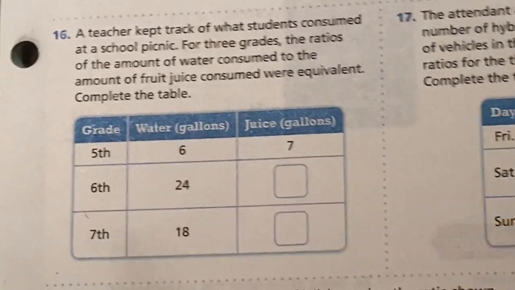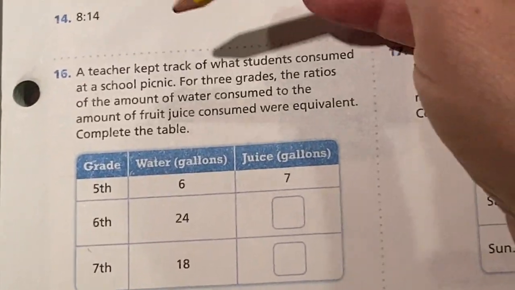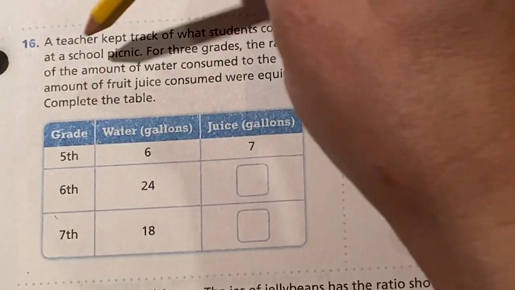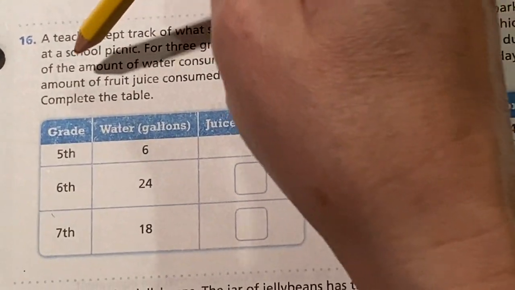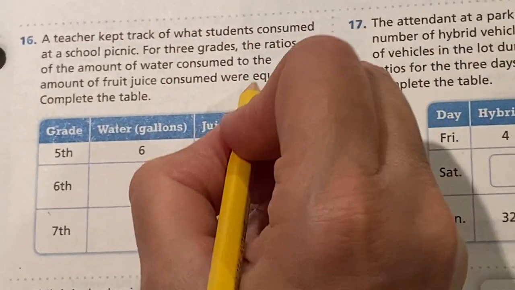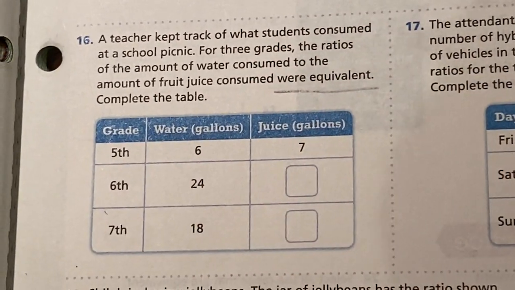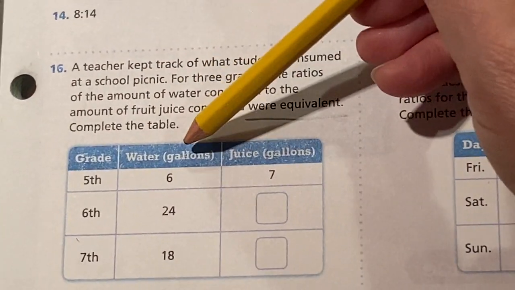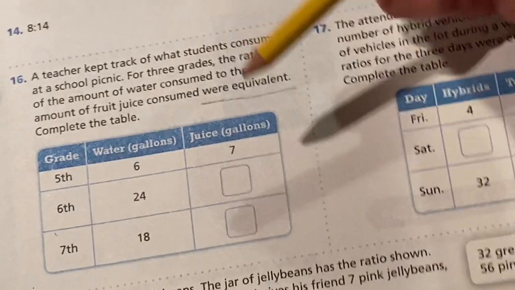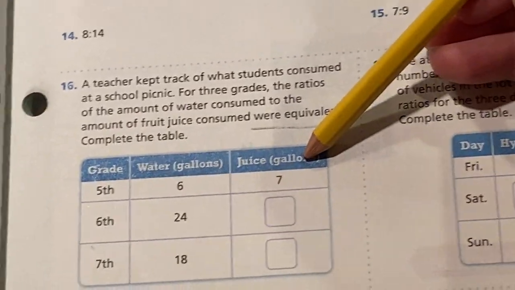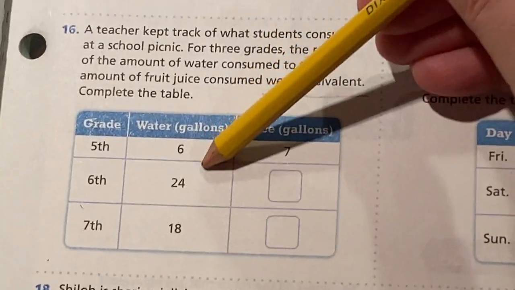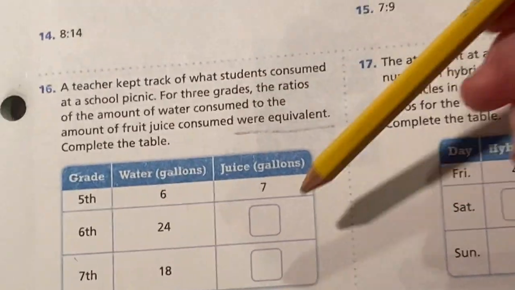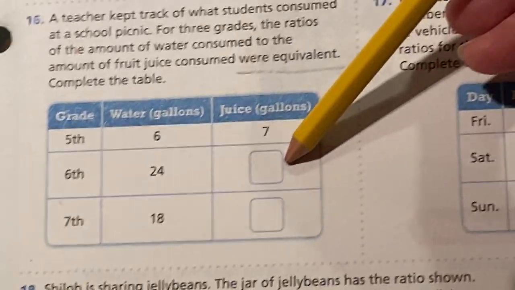Okay, so the important information here is that for 3 grades, the ratios of the amount of water consumed to the amount of fruit juice consumed were equivalent. That's kind of weird, but okay. So for 5th grade, for every 6 gallons of water they consumed, 7 gallons of juice. Whoa, what's going on with those 6th graders? 24 gallons of water. So how many gallons of juice?